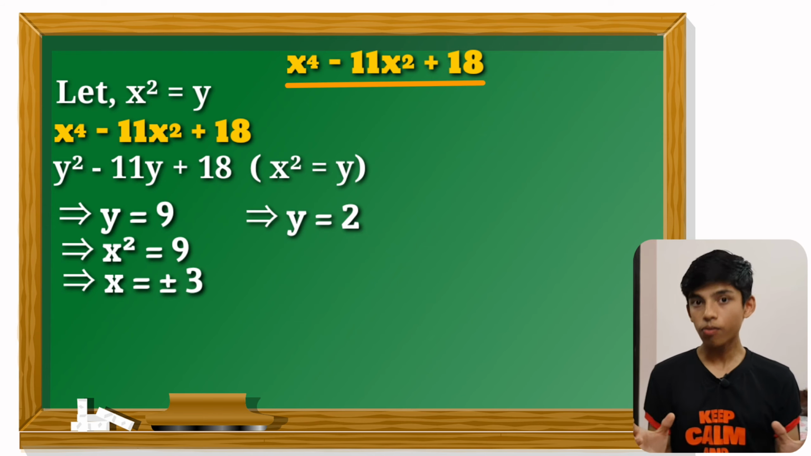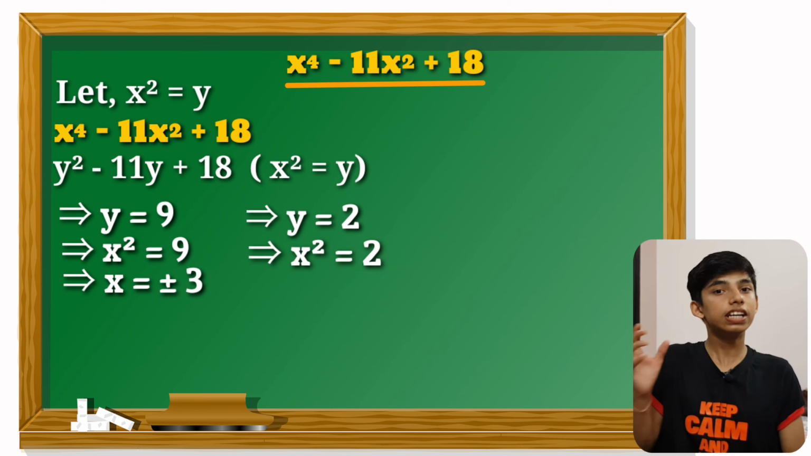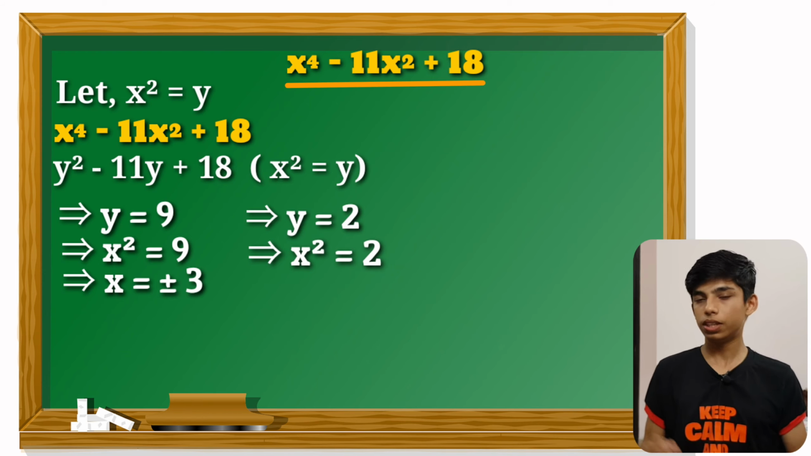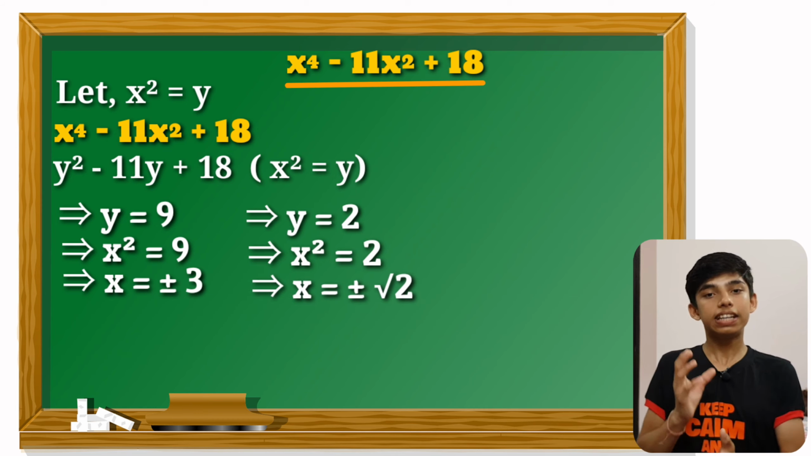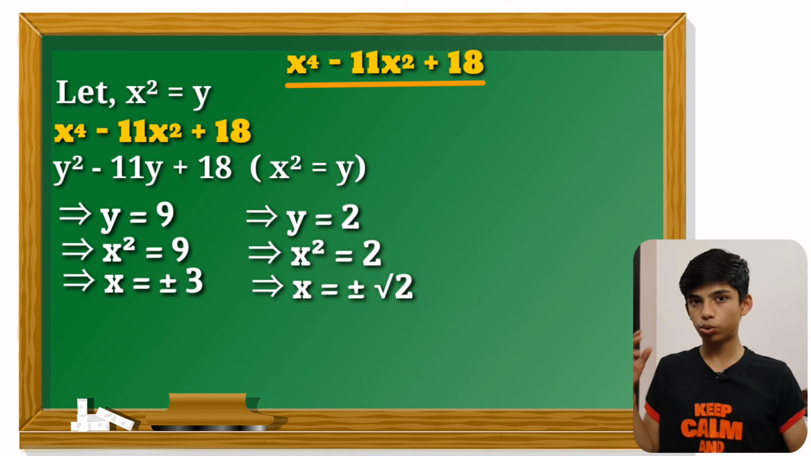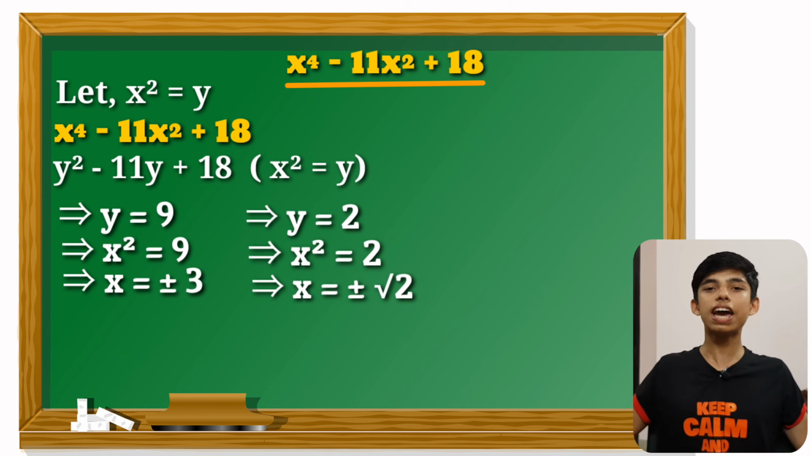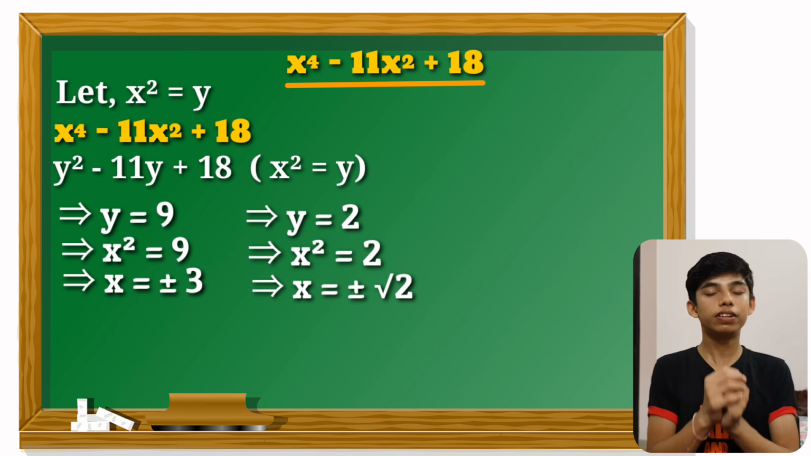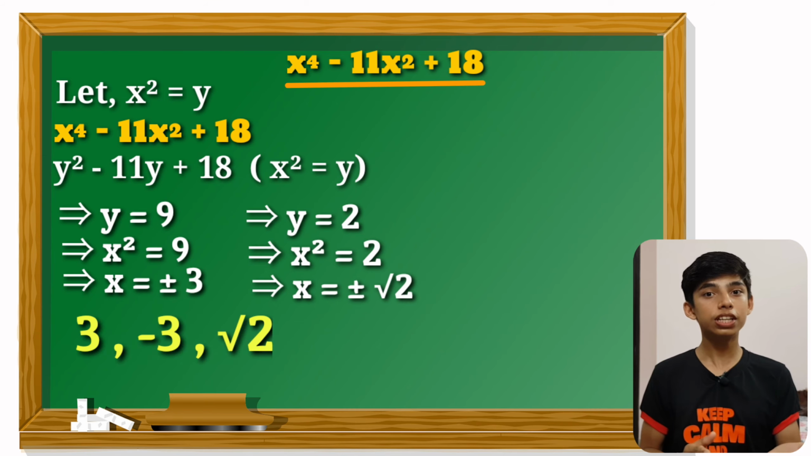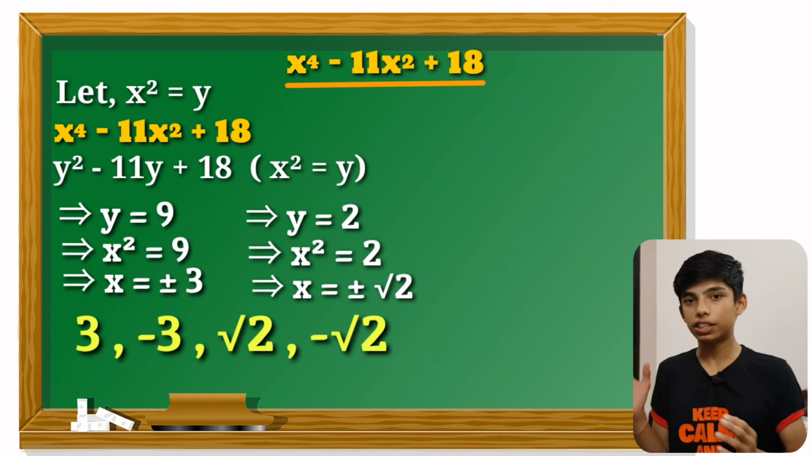Okay, so now we have x square is equal to 2. So this would give us, yes, x is equal to plus or minus root 2, right? So here we have our four zeros which are 3, minus 3 and then root 2 and minus root 2.